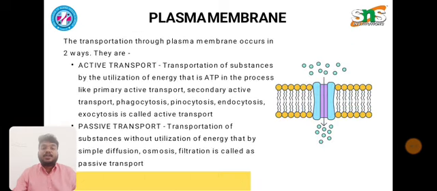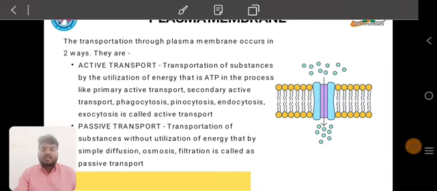The transportation through the plasma membrane occurs in two ways: active transport and passive transport. What is meant by active transport? It is the transportation of substances by the utilization of energy, that is ATP, adenosine triphosphate, in processes like primary active transport, secondary active transport, phagocytosis, pinocytosis, endocytosis, and exocytosis.